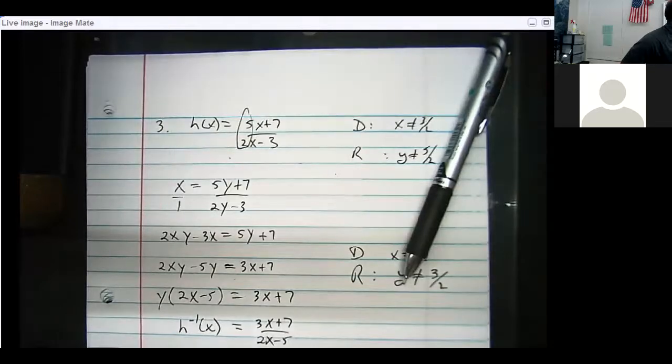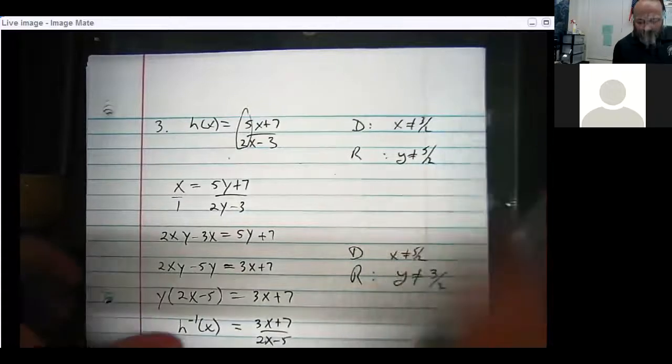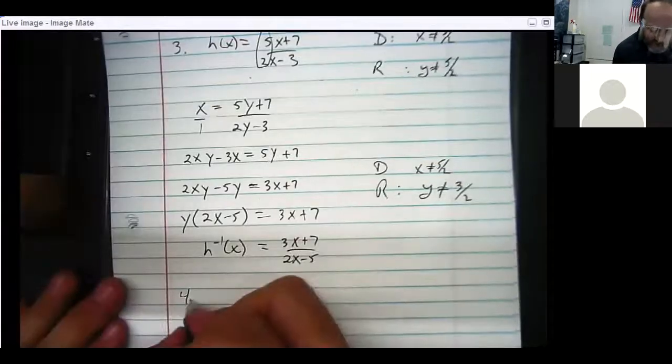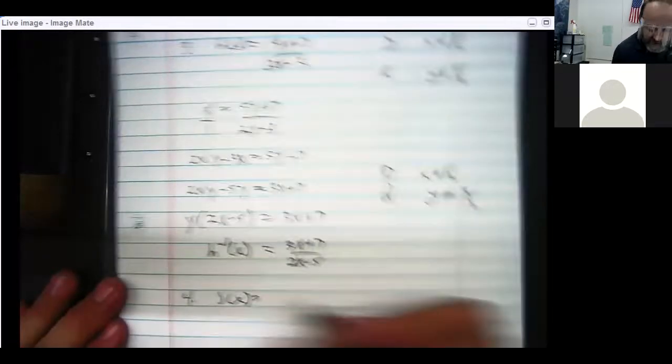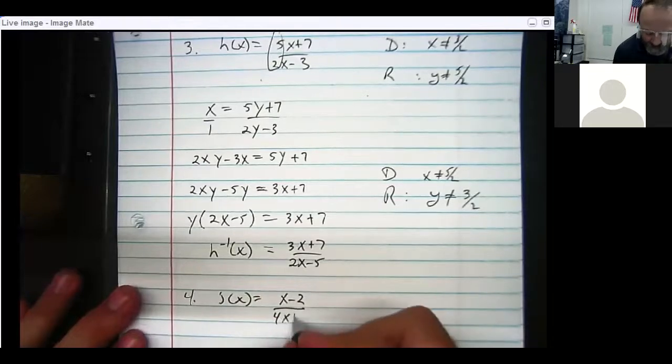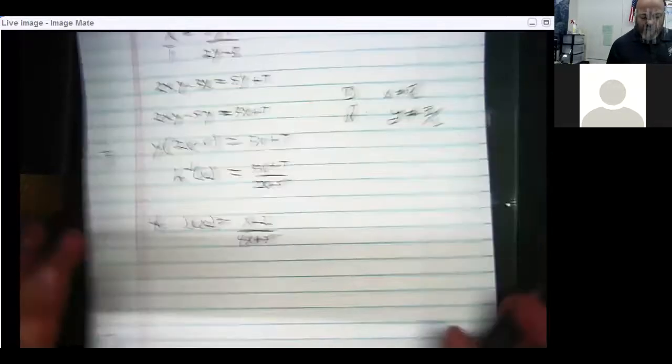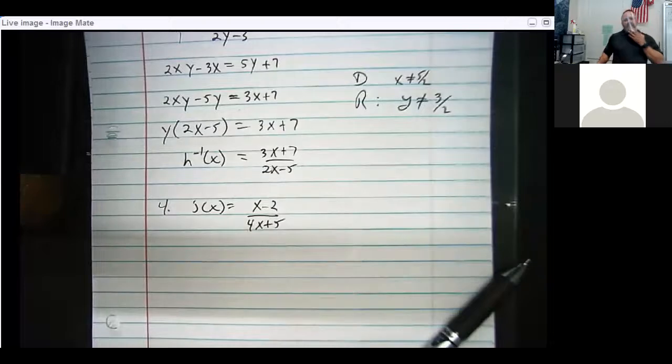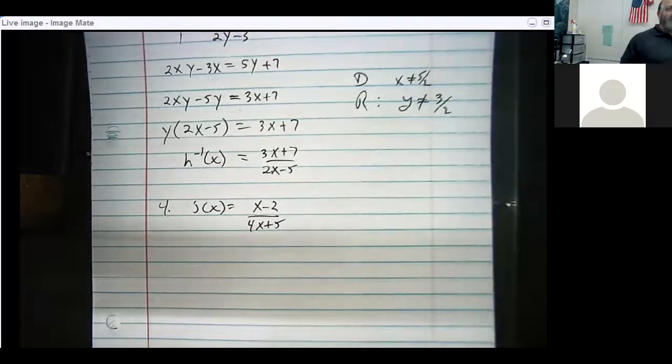You see it? So I want you guys to try one on your own. This is number 4. Yours is going to be called j of x. In one way, I made yours nicer. So let's see if you guys can find j inverse. I'm just a couple minutes behind where I want to be to get you guys to the activity that I want you to do.